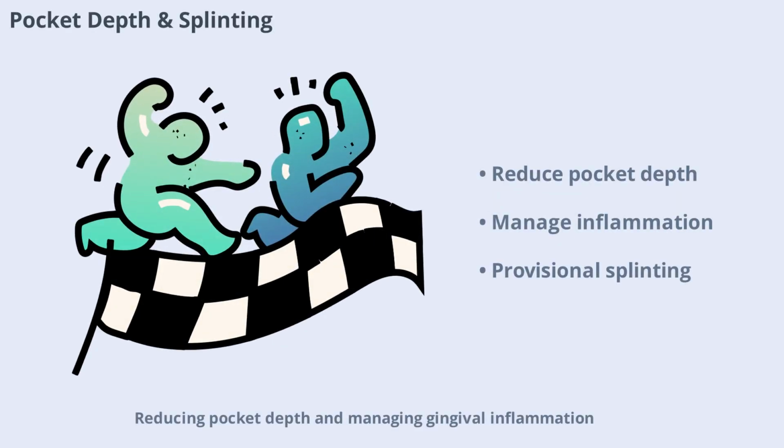Reducing pocket depth and managing gingival inflammation are key objectives in Phase 1 therapy. Provisional splinting may be used to stabilize mobile teeth and improve patient comfort. By addressing these issues, clinicians create a healthier environment for the gums and teeth, setting the stage for surgical interventions if needed. This phase is crucial for preparing the patient for the next steps in their treatment journey.